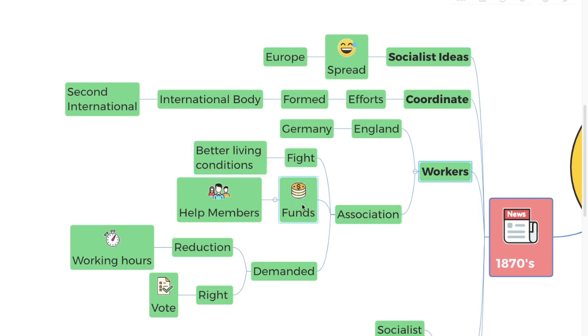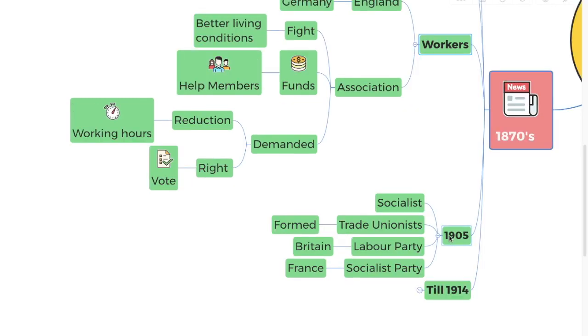They started to collect funds to help members who were in trouble and distress. And they demanded a reduction in working hours. And also, they demanded the right to vote. In 1905, socialists and trade unionists were formed. The Labour Party was formed in Britain and the Socialist Party was formed in France.